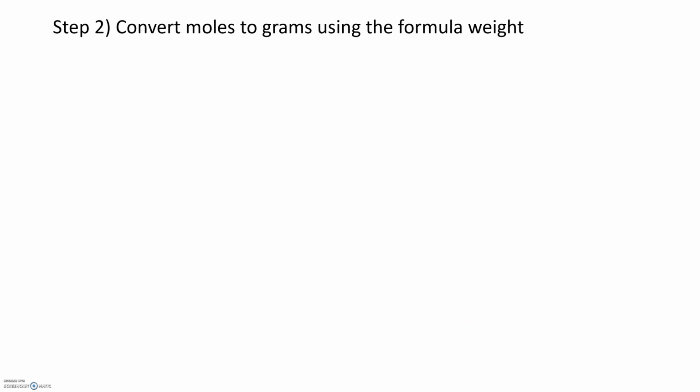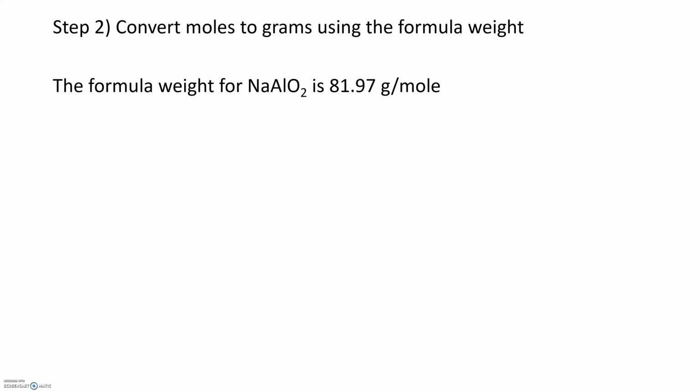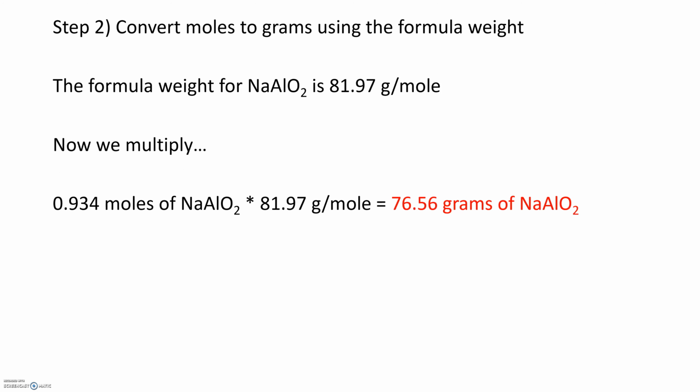The next step is to convert the moles to grams using the formula weight. So the formula weight for sodium aluminate is 81.97 grams per mole. So we're going to multiply 0.934 moles of sodium aluminate times 81.97 grams per mole of sodium aluminate, and we're going to get 76.56 grams of sodium aluminate as our final theoretical yield.